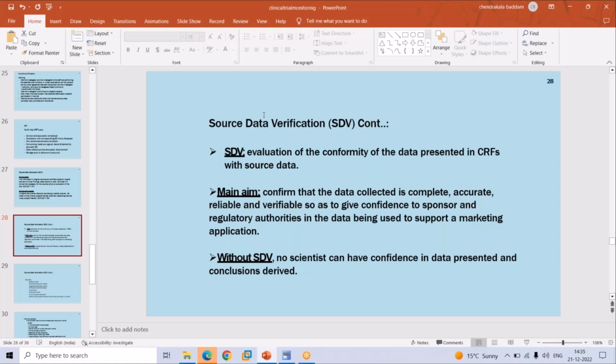It will support the marketing application also. So without SDV, no scientist can have confidence in the data presented and the conclusions which are drawn.